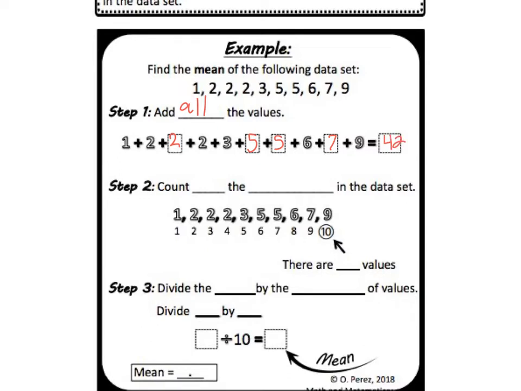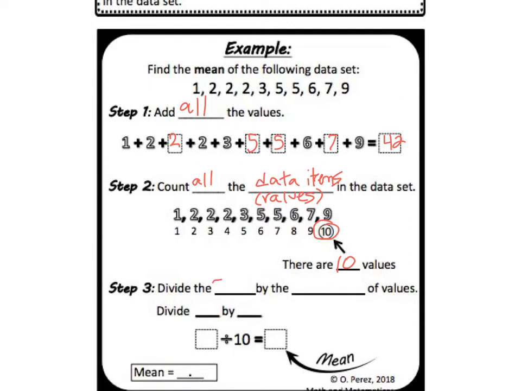Now, for step two, we'll count all of the data items in the data set. And by that, we just mean the number of values. I'll write that in parentheses below here. We just mean how many values are there. So you'll see that there are 10 values in this data set.